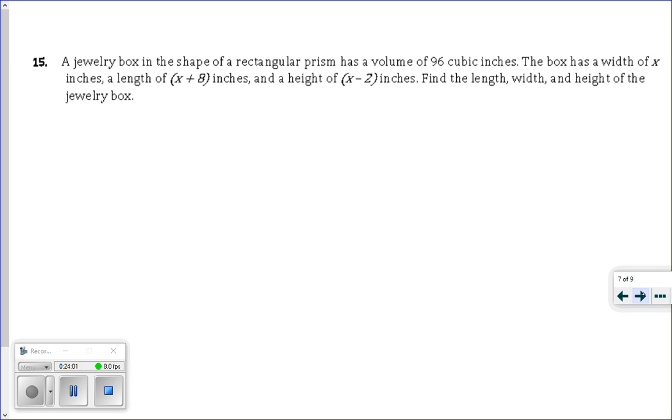It says a jewelry box in the shape of a rectangular prism has a volume of 96 cubic inches. The box has a width of x inches, a length of x plus 8, and a height of x minus 2. So if it helps, go ahead and draw a picture. You know that I always think that's really helpful.